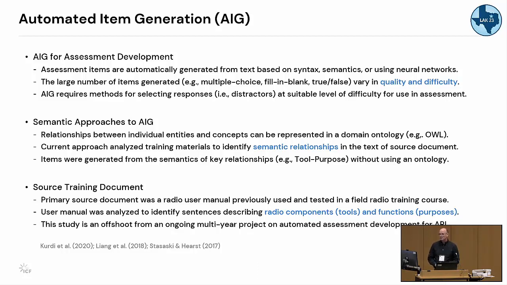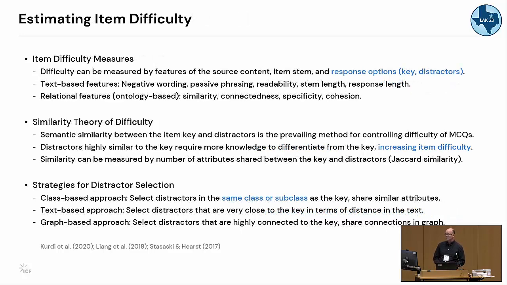So difficulty can be measured by features of the source content, the item stem, and the response options. Here I'm referring to them as keys and distractors. And there are text-based features. We know that past research has shown that negative phrasing, passive phrasing, the readability, the stem length, and the response length all contribute to the difficulty of the item. If you are considering relational features from an ontology, you can look at similarity, connectedness, specificity, and cohesion.